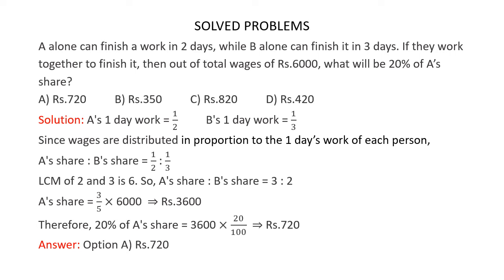So 20% of A's share is 3,600 multiplied by 20 by 100, which is nothing but rupees 720. So 20% of A's share is rupees 720. The correct answer is option A, rupees 720.